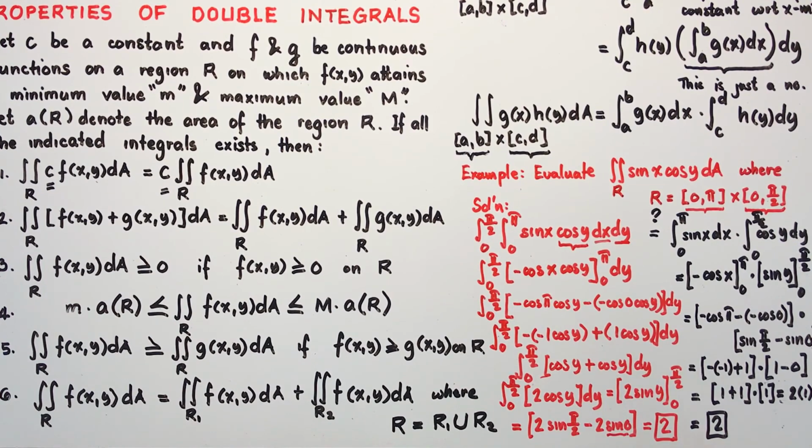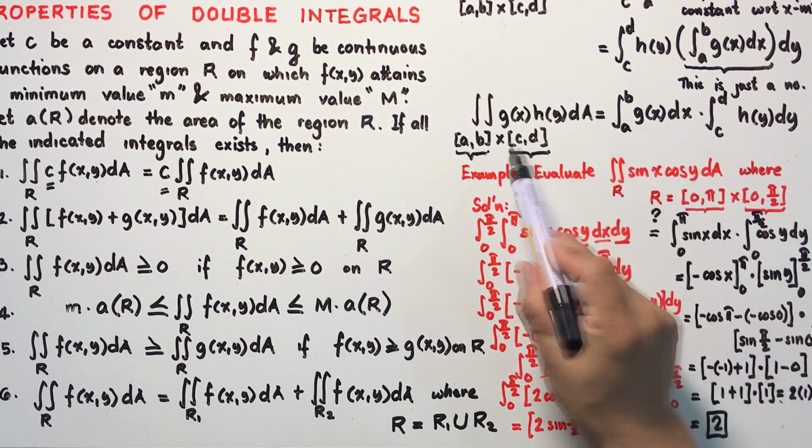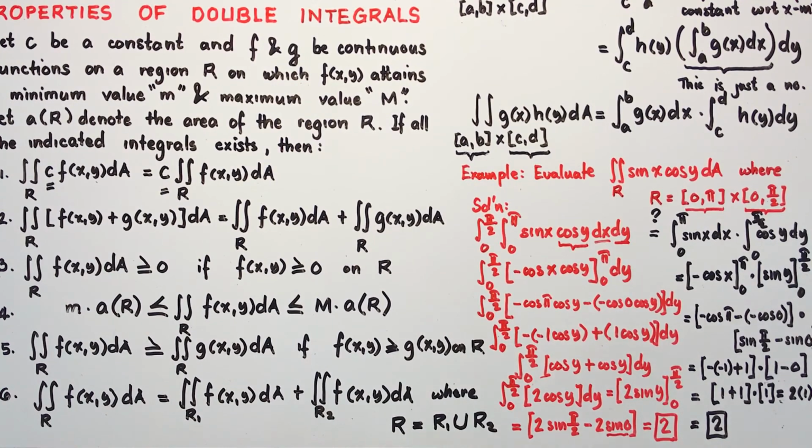And hence, we see that the two results are the same, which means that our claim here is verified, which is our 7th property in the integrals. And that's it.